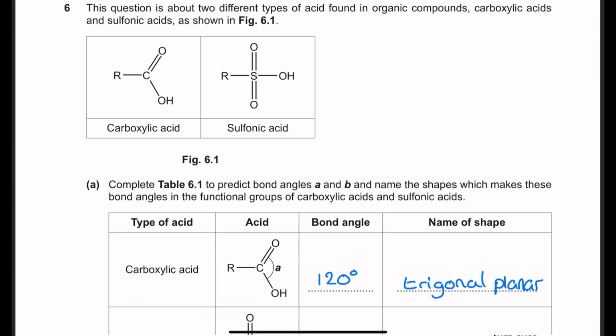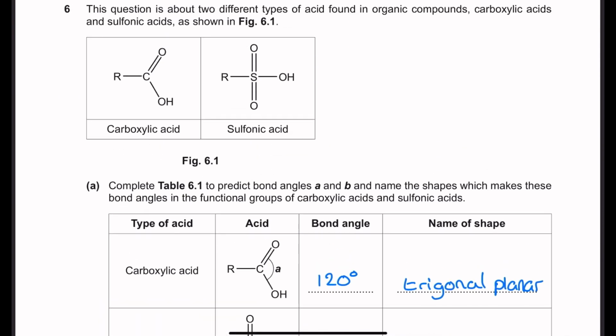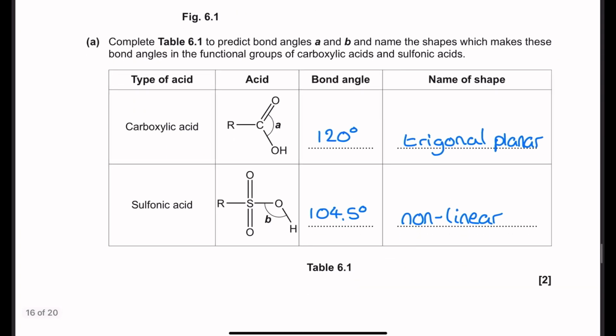This question is about two different types of acid found in organic compounds, carboxylic acids and sulfonic acids. Sulfonic acids are not in your A-level, so there's going to be a bit of application towards them. Here, though, I think a straightforward start, if I'm honest. We've got here some bond angles and names of shapes, which is linking Module 2 to organic chemistry.